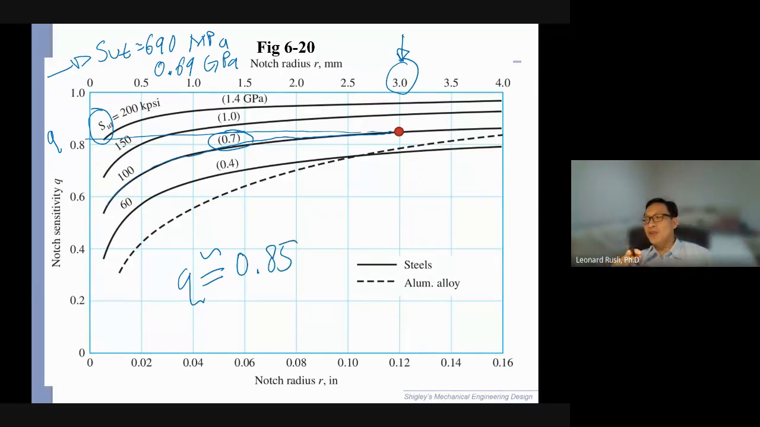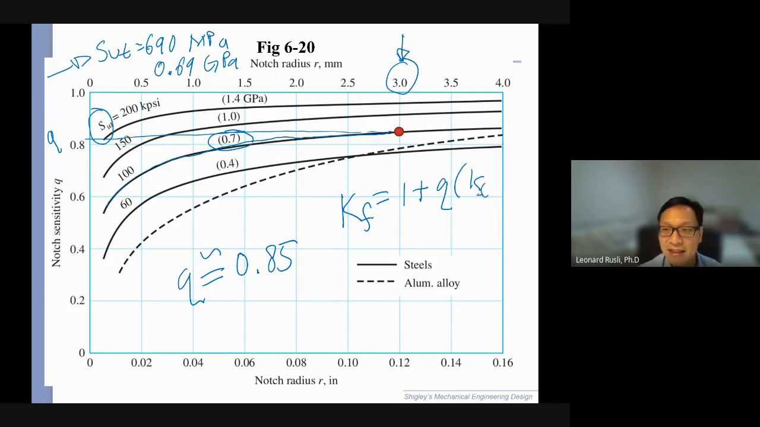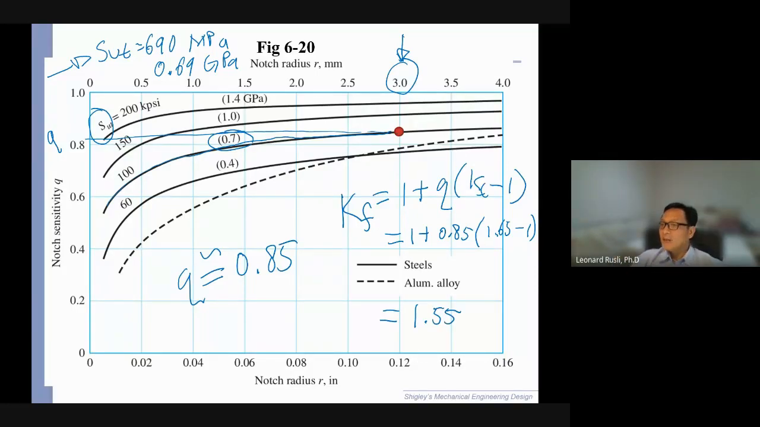Now I understand what you're going to ask: what if we get it different, but in the quiz? It's okay. This is an approximation using the chart, and it's okay to make a rough estimate. So we obtain our Q. Therefore my KF, the formula is 1 plus Q times (KT minus 1). So it's 1 plus 0.85 times, what was it previously? 1.65, yes, 1.65 minus 1. So we have 1.55. Any questions on finding KF?